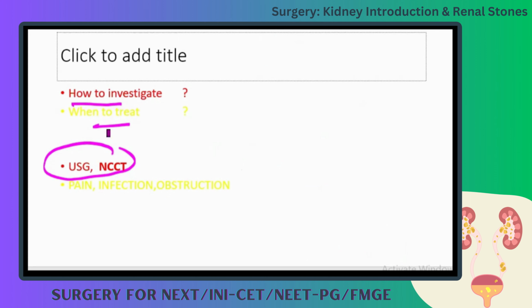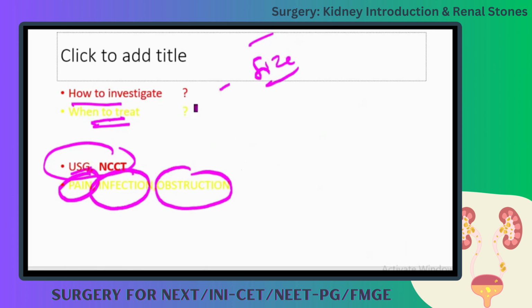Okay, sir. How to investigate is ultrasound and non-contrast CT. And when to treat? Based on the size criteria. If the patient is having recurrent pain, recurrent infection, or urinary obstruction, these are the four things which we will take into consideration before we operate on a patient. One is size, one is pain, one is infection, one is obstruction.